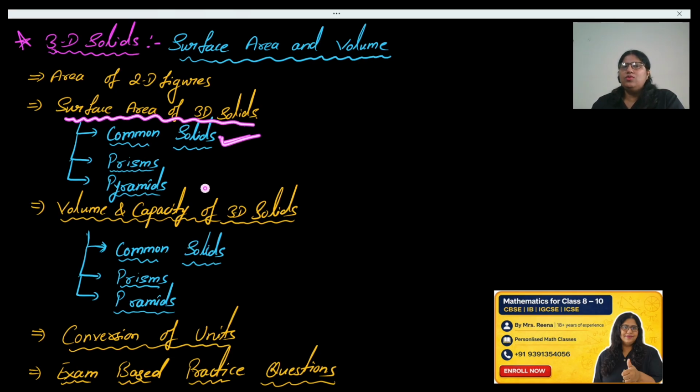There will be some common solids, and then prism and pyramid you will also take. Then volume and capacity. What is the difference between volume and capacity? We'll see that. And again, we are going to take different types of shapes when calculating the surface area or volume. And after that, conversion is very important, because whenever you are taking the mensuration topic, you should know how to convert one unit into another unit. After that, we are going to take the exam-based practice question.